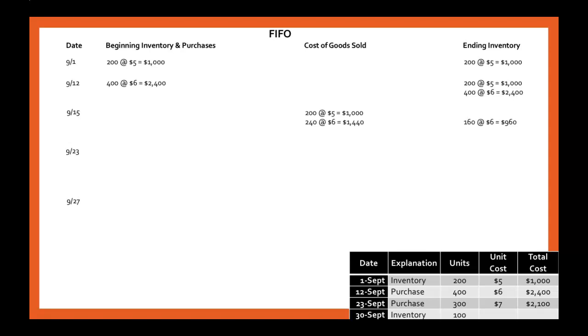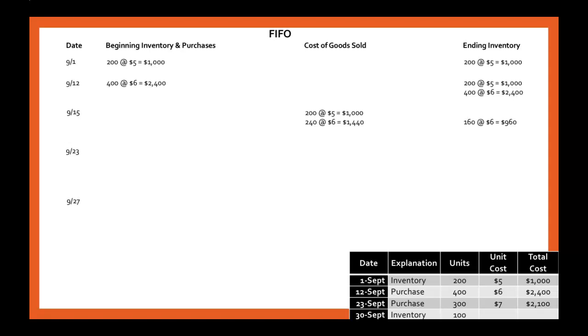So this is how it's going to look here on the 15th. We first sell those 200 units at $5 a piece. Those have to go out of the warehouse because those were the first ones to come in. Then we still have to sell another 240 to reach that 440 unit order. Those 240 come from the next inventory group to come in, and those happen to be the units that we value at $6 a piece. So 240 units at $6 a piece, you multiply that out, you get the 1440.